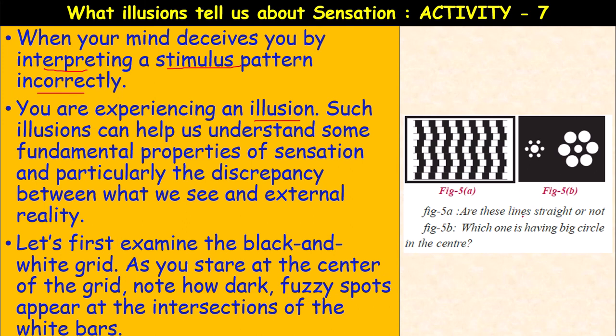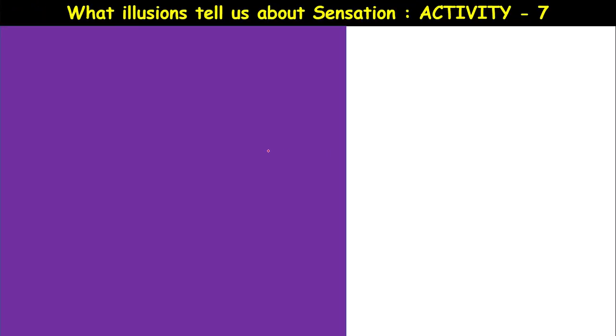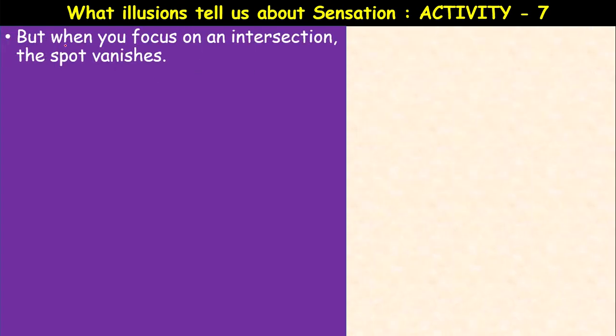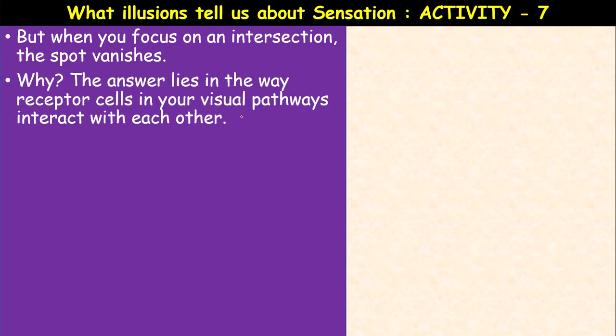So, here are these lines straight or not? No, they are not straight. So, what do illusions tell us about sensation? Let us continue. But when you focus on an intersection, the spot vanishes. Why? The answer lies in the way receptor cells in your visual pathways interact with each other.